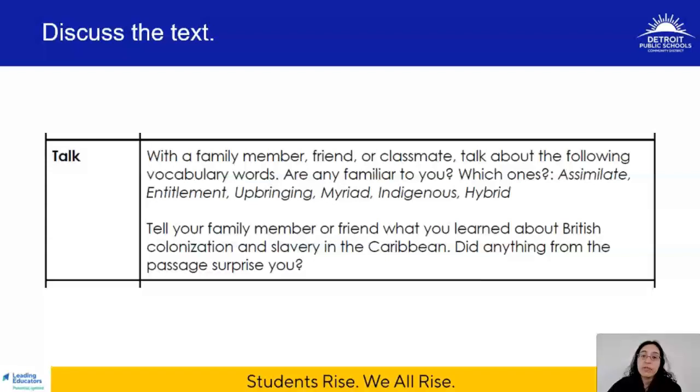Once you've talked about those vocabulary words with someone, move on to the second prompt here. Tell your family member or friend what you learned about British colonization and slavery in the Caribbean. Did anything from the passage surprise you? Pause to have these conversations now. When you come back, it'll be time for your daily writing activity.